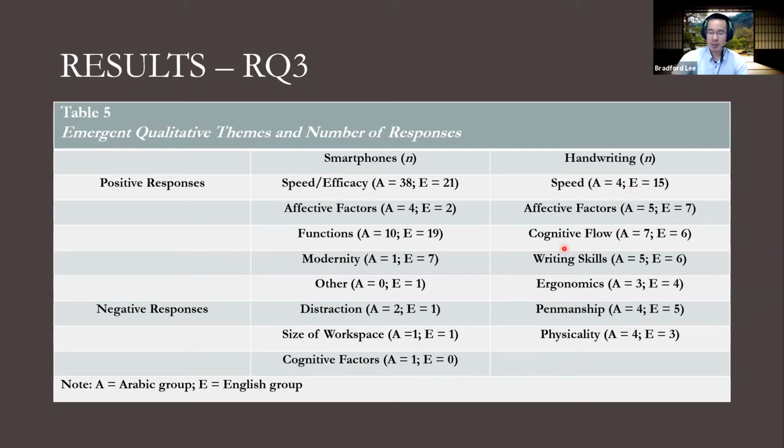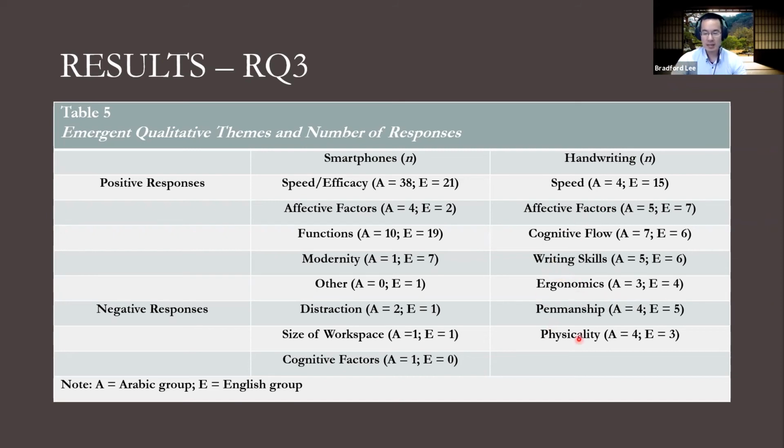Cognitive flow, some people said that it's kind of even: 7 students in the Arabic group, 6 students in the English group. They said they felt that their writing was smoother on paper. And then writing skills means basically handwriting and the beauty aspects of it. Ergonomics, some people said that this is somewhat related to the small size of the screen, and eye strain and other kinds of physical aspects.